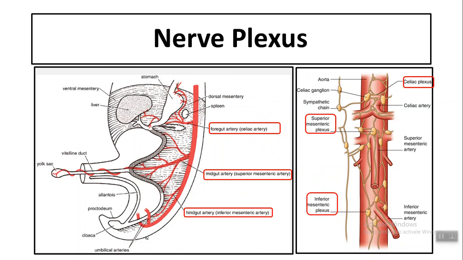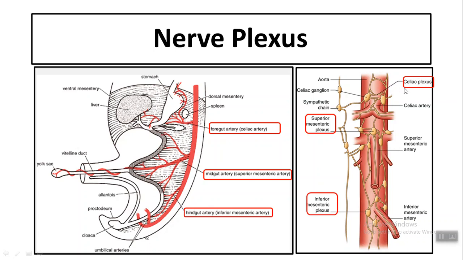What is the nerve supply? In general, there are 3 nerve plexuses. One is around the celiac artery, which is the artery of the foregut. Then the superior mesenteric artery, which is the midgut artery, and the inferior mesenteric artery, which is the hindgut artery. Around the origin of each artery, there is a plexus called the celiac plexus, superior mesenteric plexus, and inferior mesenteric plexus, which contain autonomic nerves to supply each part of the gut.